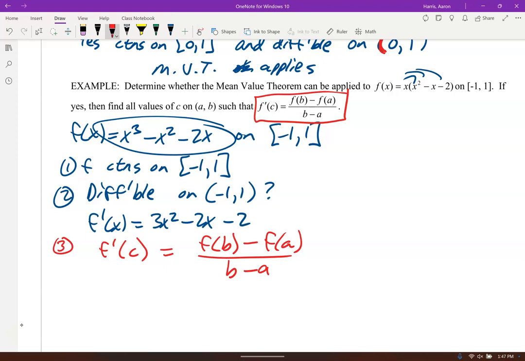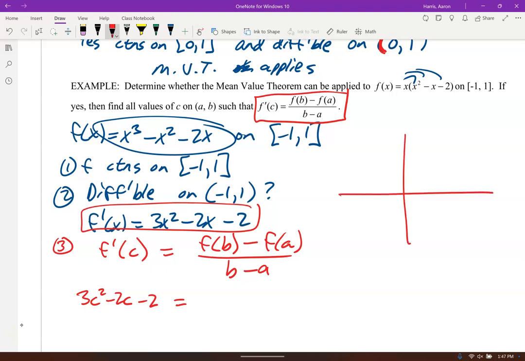Well, let's go ahead and take the derivative. We already did that, but let's put it in terms of C. So f prime of C is just 3c squared minus 2c minus 2. And we're looking for the C value that makes this, in terms of the picture, equivalent to the slope through those endpoints A, B. That's what we're looking for.